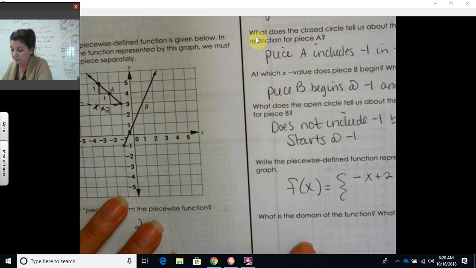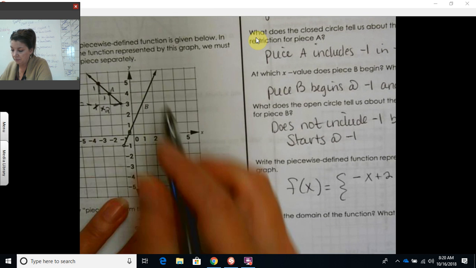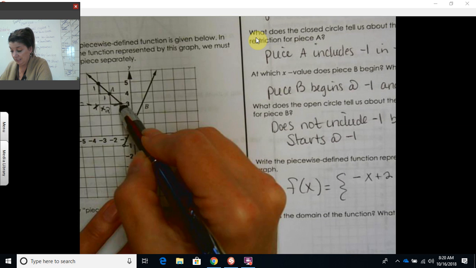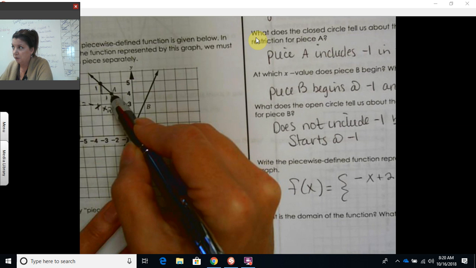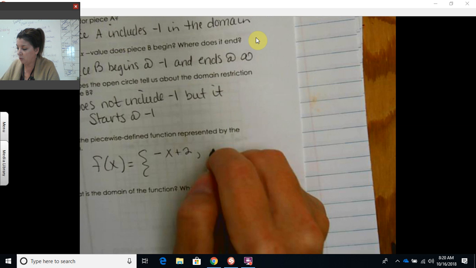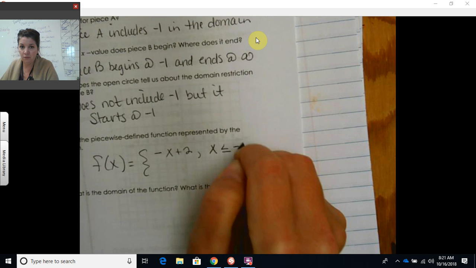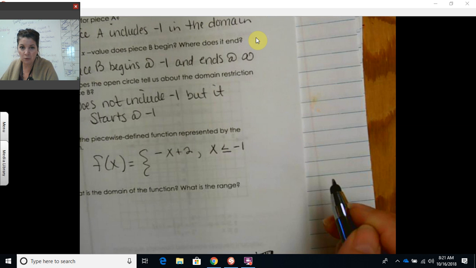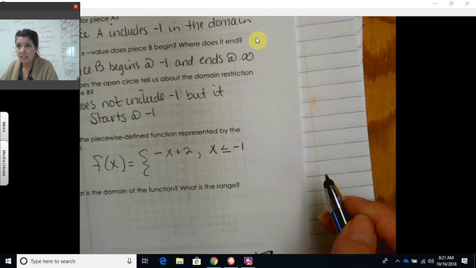So what is the domain for that function when x is what? Less than or equal to -1. All of my x values are going to be less than or equal to -1. So when x is less than or equal to -1. And it's important that you put the or equal to part because -1 is included in the domain. Okay? Is that okay with everybody?